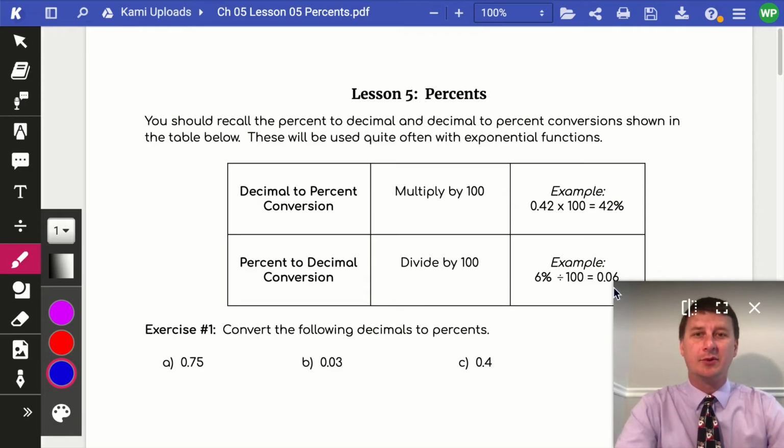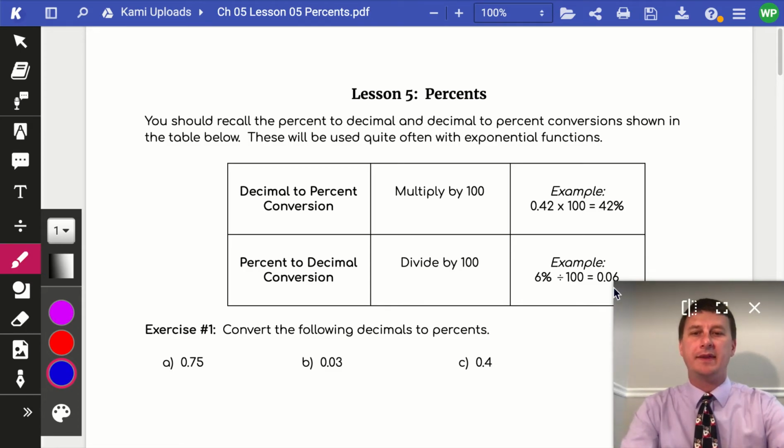You, Algebra 1. And in this video, we're going to be looking at lesson number 5, which deals with percents. It says you should recall the percent to decimal and decimal to percent conversions shown in the table below. These will be used quite often with exponential functions. So before we actually get into exponential functions, we just want to make sure that we're familiar with how to convert percents and what percents are.